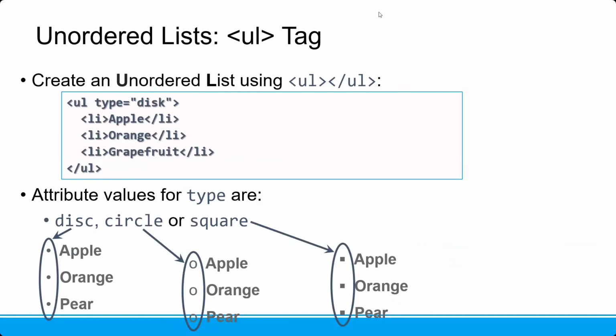So the second one is the unordered list. The unordered list means we have no order. So no ABC, not 1, 2, 3, but we just put the bullet like this one, or circle, or square. So we can define this one in the type, whether it is this, or circle, or square.